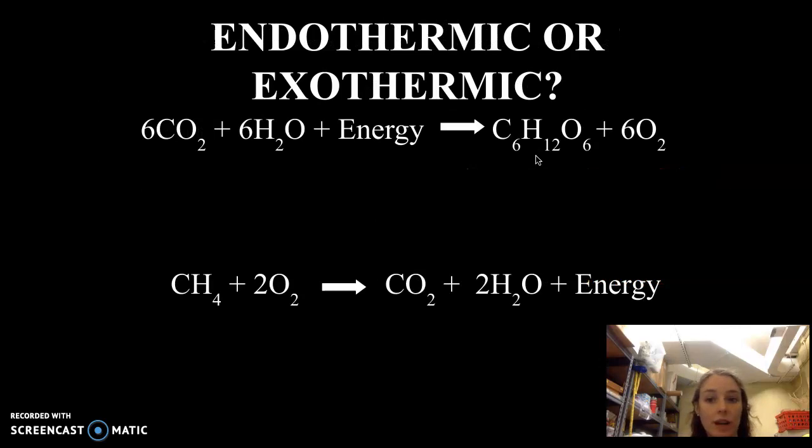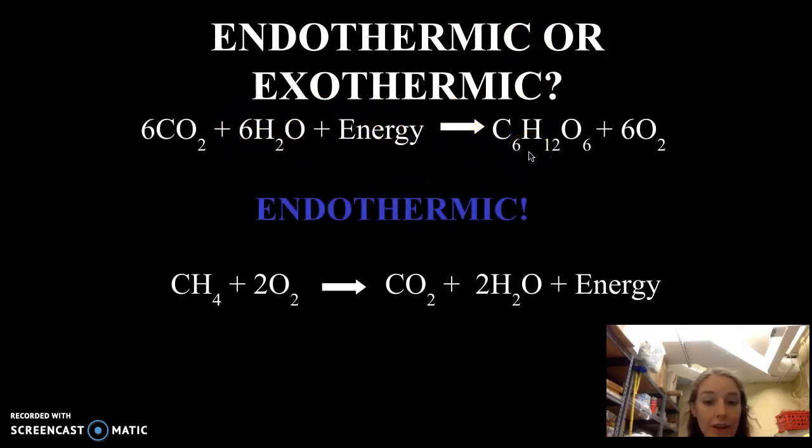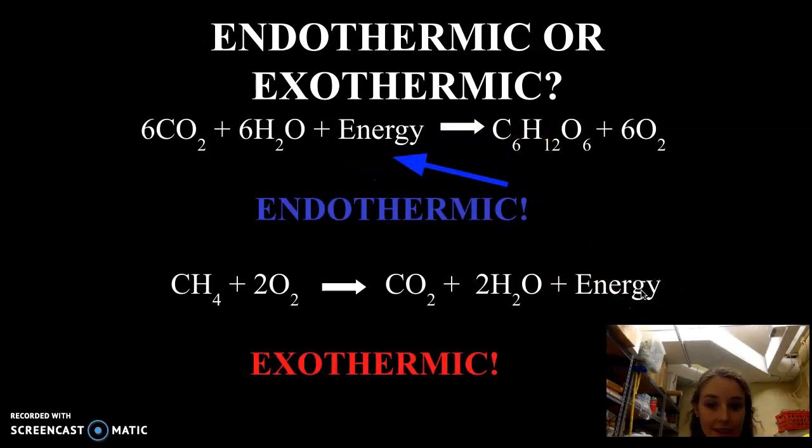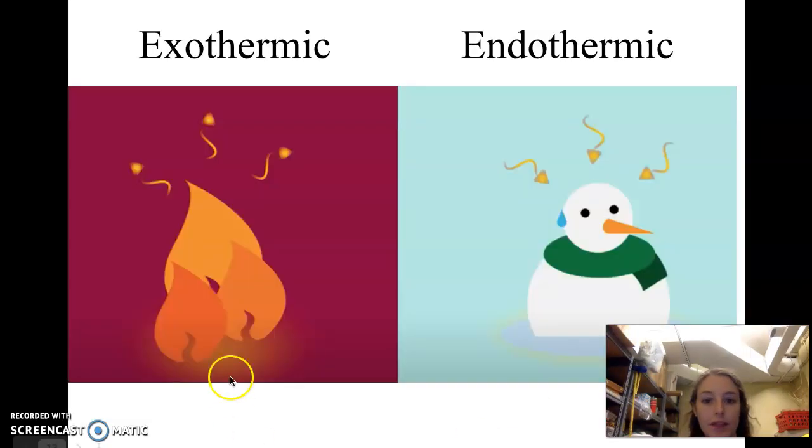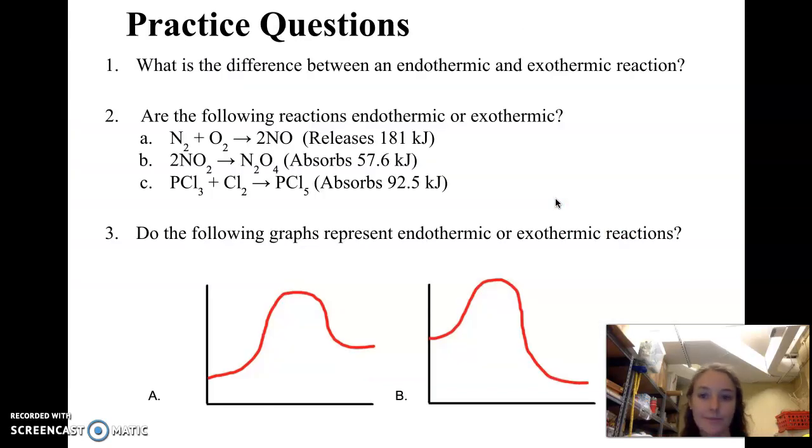Here are these two, endothermic or exothermic? Well, this one we're putting in more energy, so therefore it's endothermic. This one, energy is being released, so it is exothermic. This here, again, a fire would be exothermic because energy is being released, and then a snowman that's starting to melt, bringing heat in, would be endothermic.